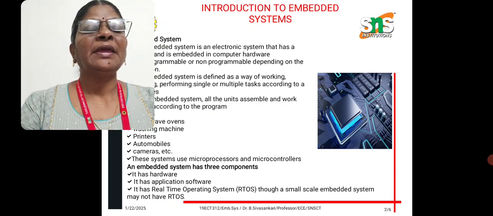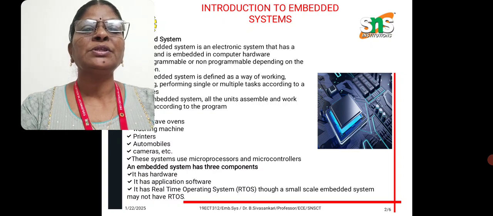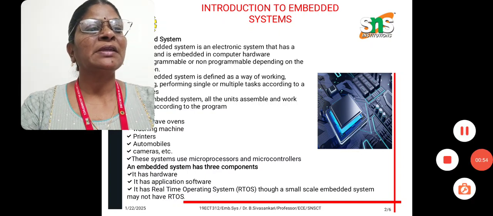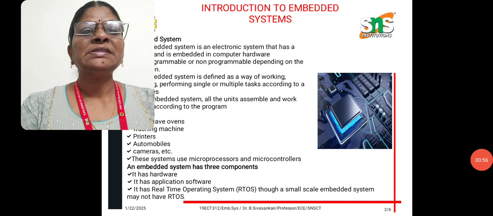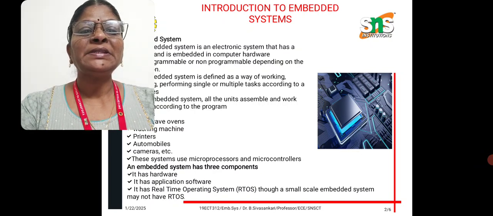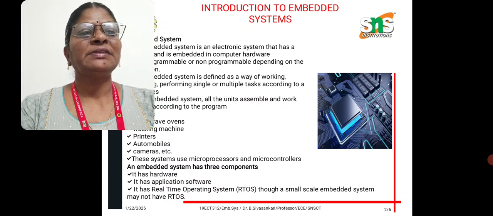In an embedded system, all the units assemble and work according to the program. These are all the applications of embedded systems, like microwave ovens, washing machines, printers, automobiles, cameras. Then these systems use microprocessors and microcontrollers. An embedded system has three components: hardware, software and a real-time operating system.